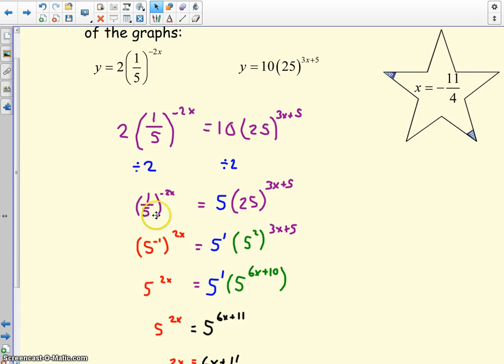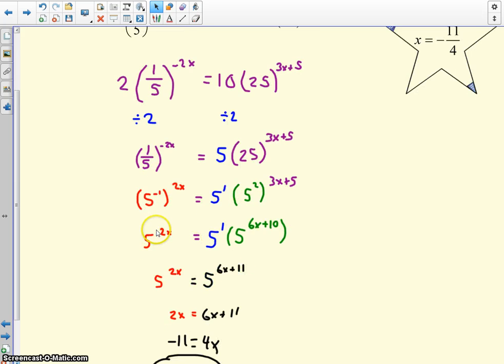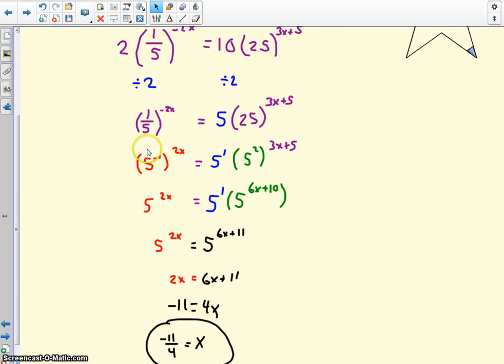And then notice that 1 over 5, 5, and 25 can be written as powers of 5. So I replaced 1/5 with 5 to the negative 1. Okay, sorry, a little typo here. This should still be a negative. Okay, 5 to the negative 1 to the exponent negative 2x. Then 5 is obviously 5 to the exponent 1, and 25 I rewrote as 5 squared. So I just simplified with the exponents.